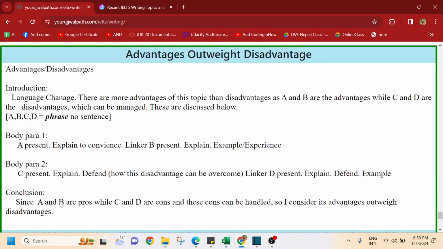And in your conclusion, you can write, since A and B are the pros while C and D are the cons, and these cons can be handled as per the explanation done above. You can keep that, okay, not here.